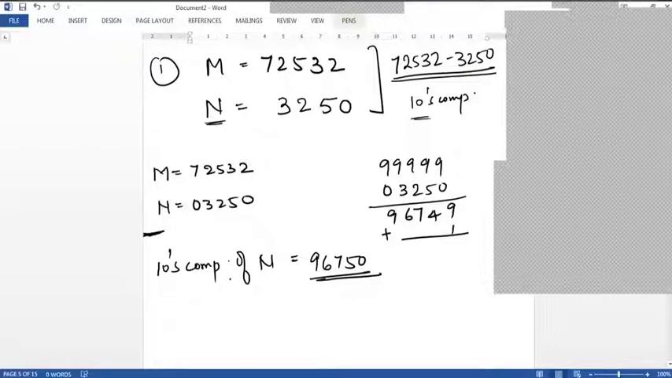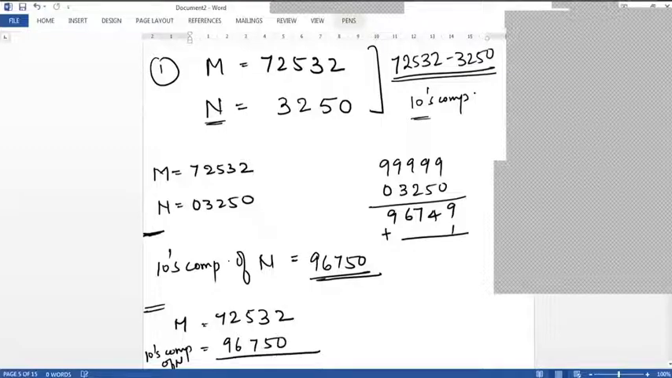ठीक है, चलो, what is the third step? Add this tens complement of n to your m. So मेरा m क्या है? 72532 and tens complement of n is 96750. इसको ऐड करो, एडिशन तो हम सबको आता है.